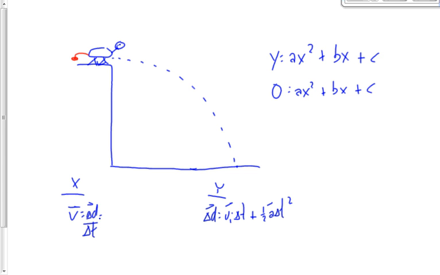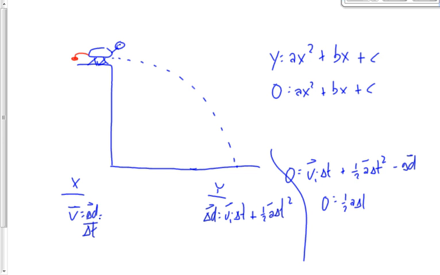Right? Take a look at this equation down here that we describe the y component with. If we rearrange that, it looks like this: vi t plus 1/2 a t squared minus d. Let's rearrange it a little bit further. Let's say 0 is equal to 1/2 a t squared plus vi t, subtract delta d. Now I want you to compare those two equations.